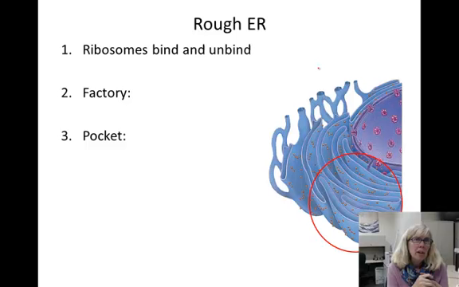Rough ER is called rough because at any moment there are many ribosomes attached to the sacs. The factory function of the rough ER is to make membrane for the cell to use in the plasma membrane and in other organelles. The pocket function of the rough ER is to hold the beginnings of proteins. Any protein that a cell needs to put someplace other than the cytoplasm will start at the rough ER.